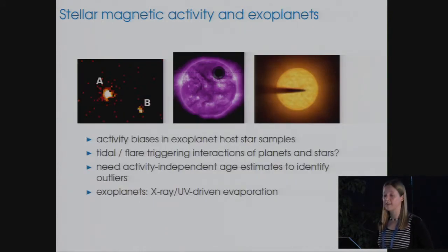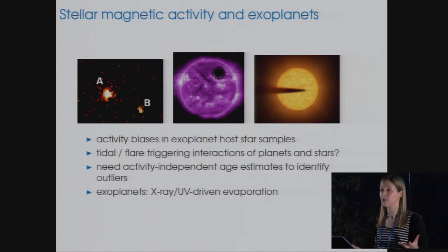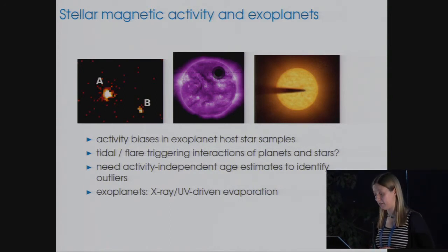Now I would like to summarize what we have learned over the last couple of years about stellar magnetic activity and exoplanets. We do know that we have strong stellar activity biases in the samples of known exoplanet host stars, and we need to work around that to be able to figure out if there's actually consistently some star-planet interaction going on for hot Jupiter systems or not. There are some interesting but sometimes confusing observations of individual systems where we may have flare triggering, where we may have tidal interaction that we are seeing here, but we clearly need a much larger observational database for this stuff.